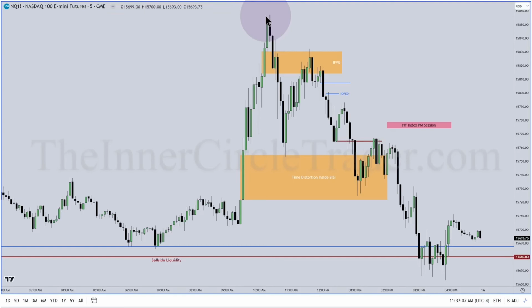What time does time distortion stop? What did I teach you? Post New York lunch, we start seeing 2 o'clock to 4 o'clock. That's your PM session time. Then all of a sudden, what happens? The market delivers a run through low, lower low, fair value gap, trades up into it, consequent encroachment of the low on this wick, sells off, hits the sell side liquidity, and trades to the 20% level of the weekly candlestick. So from the high to the low, measure that, and it retraces 20% of the weekly range in here.